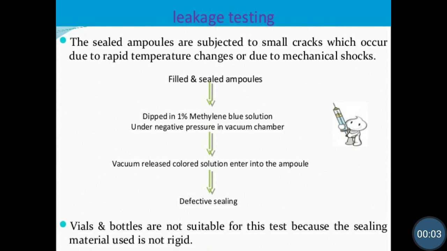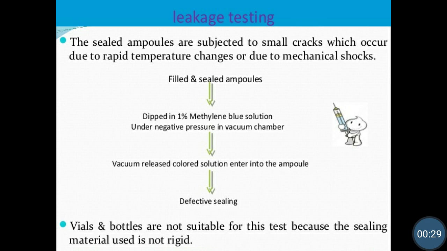Okay, hello everyone. We have started with the evaluation of parenteral preparations. The different types of tests like sterility test, clarity test, leakage test, pyrogen test are done to evaluate the parenteral preparations. So in the previous lecture we have studied about the sterility testing.